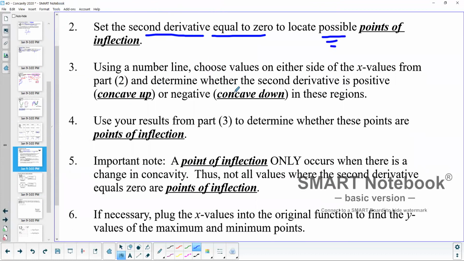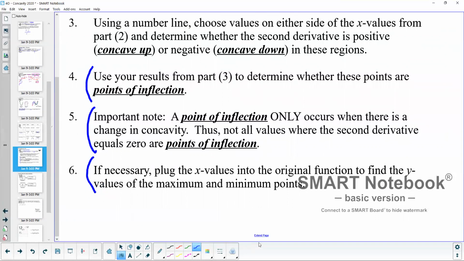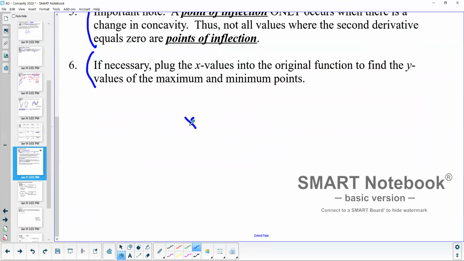And so then we use a number line similar to what we did before with the first derivative and maximums and minimums. And then using that information, we determine, is it actually a point of inflection? And again, this number 5 is very important. A point of inflection only occurs when it changes concavity. So if there's no change in concavity, we don't call that a point of inflection. And then step 6, which is optional for many of these problems, sometimes they ask you to find the x and y coordinates. Most of the time, I'm just going to ask you to find the x value.